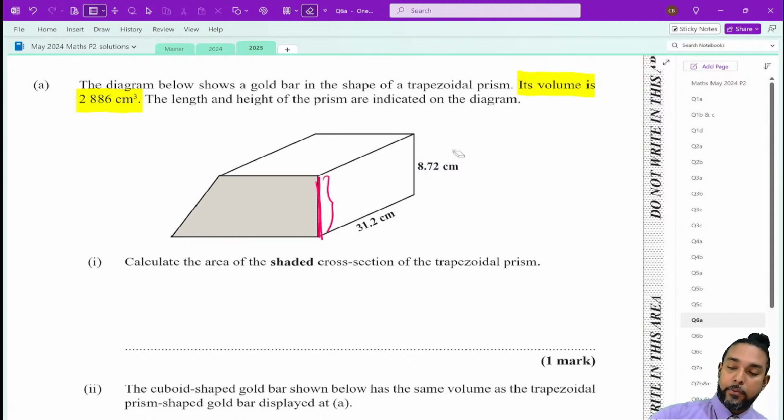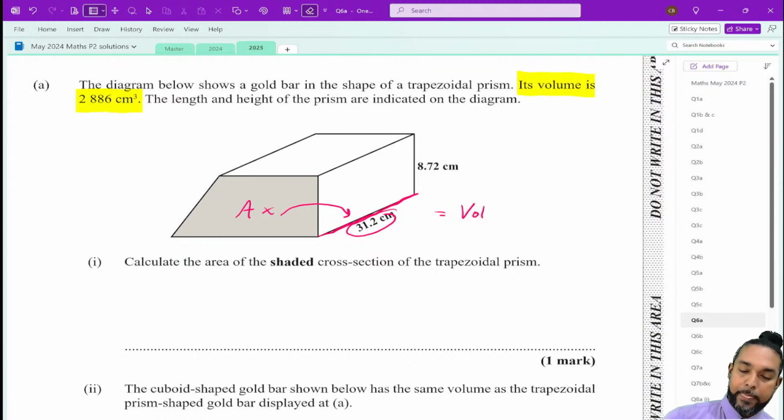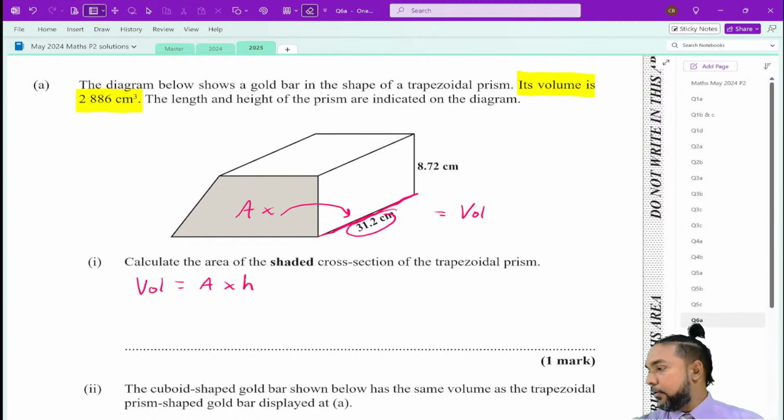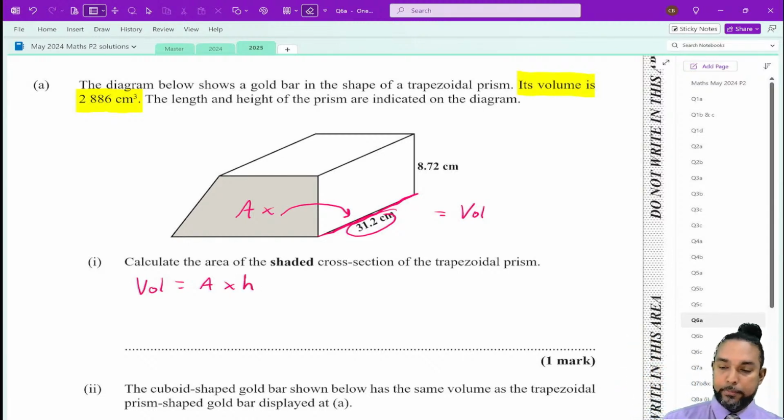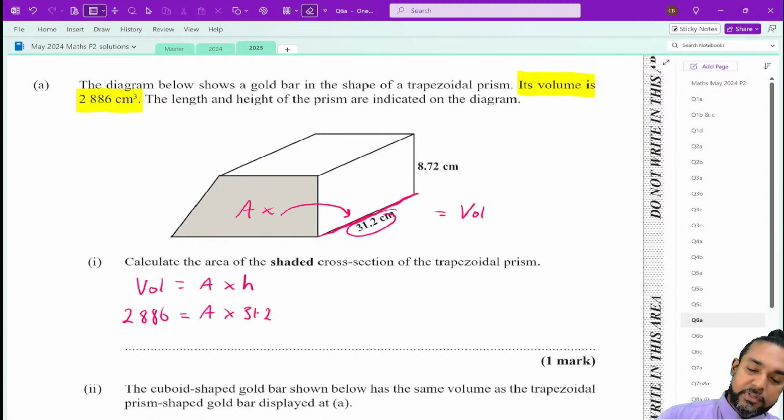So this item here is the depth into the third dimension that we were talking about. You take the area and multiply it by this value here, and that equals the volume. So volume is equal to area multiplied by height. What's the value of the volume? 2,886. We don't know what the area is, but that height, that distance in the third dimension, is 31.2 centimeters.